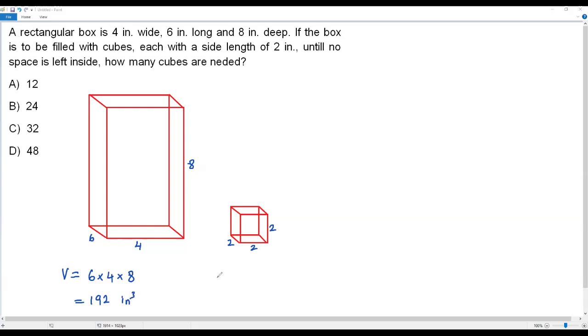Okay, now let's find the volume of this cube with side length of 2 inches. For that we multiply the same thing, the base area times height. The base area is 2 times 2 and the height is 2. Then we get 2 times 2 is 4, 4 times 2 is 8 cubic inches.